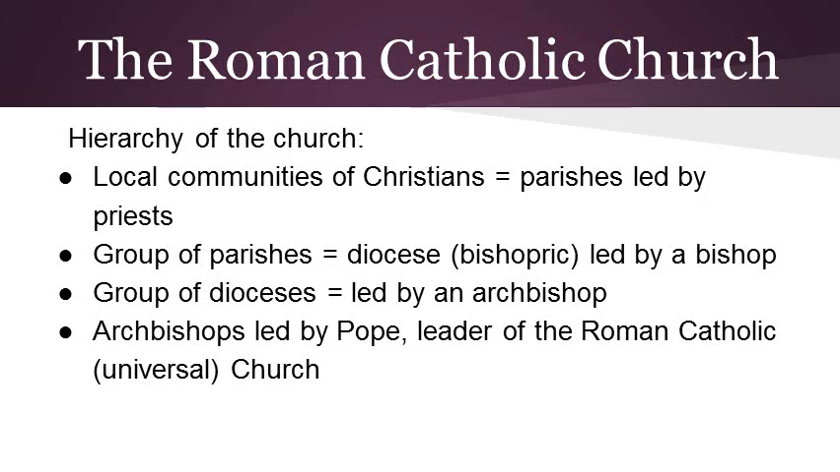The Roman Catholic Church. The hierarchy or structure of the church in the Middle Ages was as follows. There were local communities of Christians that were called parishes, and each parish was led by a priest. Groups of parishes were known as a diocese or a bishopric, led by a bishop. Groups of dioceses were led by an archbishop, and the archbishops were led by the Pope, who is considered the overall leader of the Roman Catholic Church or the Universal Church.